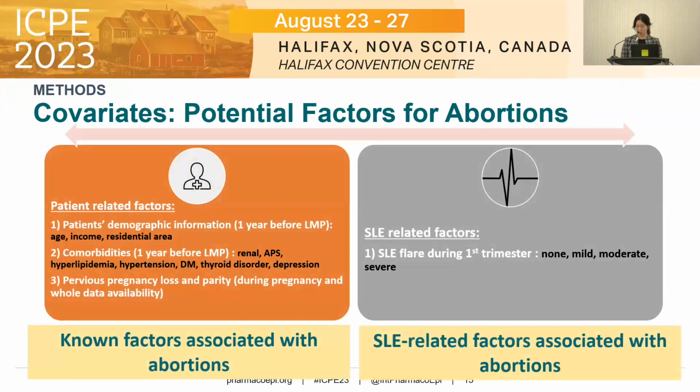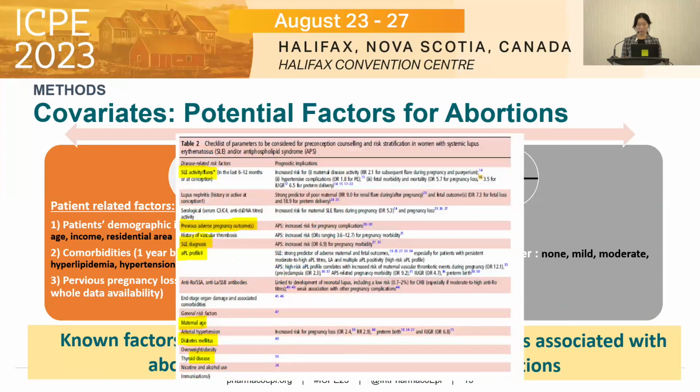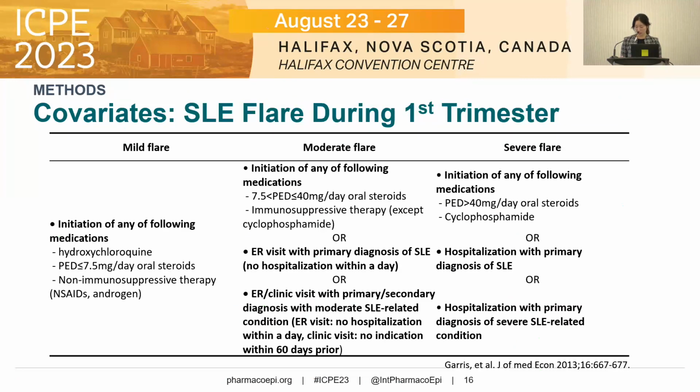Covariates we assessed were patient-related or SLE-related factors that include maternal demographic information, comorbidities, and previous pregnancy loss, and SLE-related factors mostly reflected in the SLE flare during the first trimester. Those are the risk factors listed in the EULAR guideline, which we referenced. For the SLE flare, to reduce indication bias, we really focused on the severity of lupus disease, but using a claims database, it was not easy to examine severity.